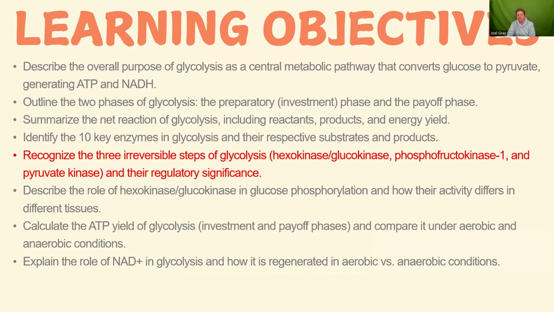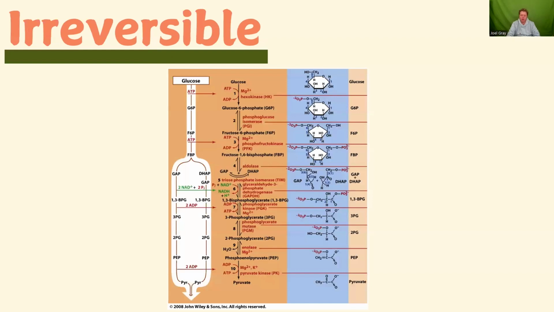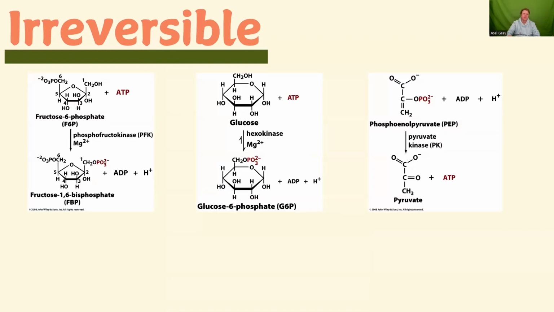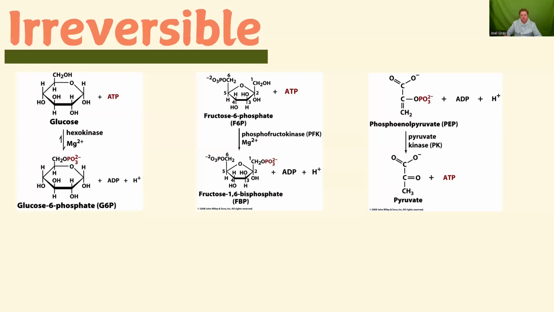And what's the regulatory significance? So here's our overall rundown, and here are the three steps. I've organized these in a backwards way, and I apologize for that. I'm not sure why that happened. But hexokinase and phosphofructokinase, let me go ahead and pause and rearrange these. So here we are with our first step, hexokinase shown first, and that's glucose going to glucose 6-phosphate.